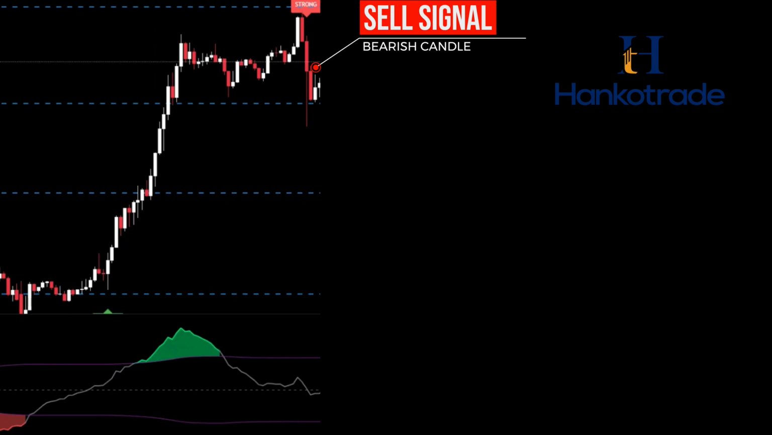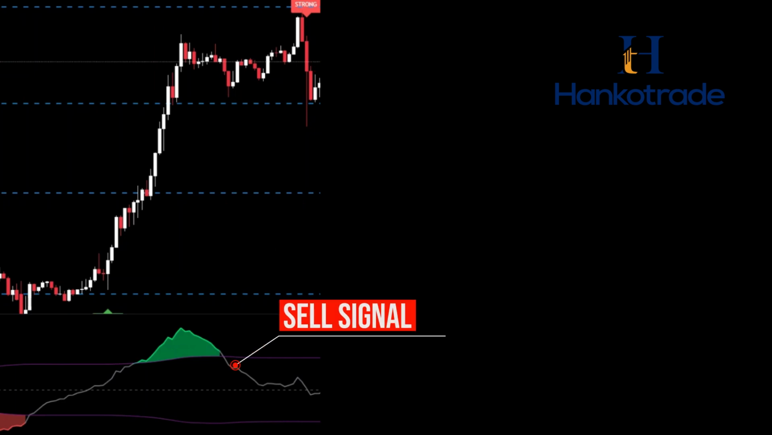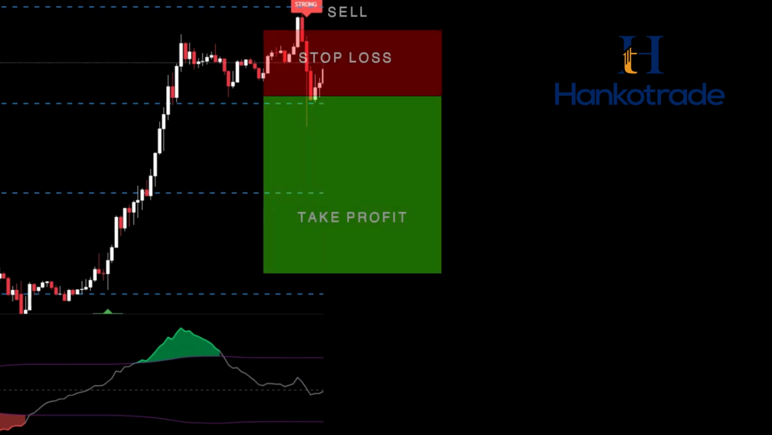Now look at the Trendelo indicator. The white line should be above the band in the overbought area. When the white line crosses the purple line downwards, you can open a sell position. Stop loss would be the recent swing high.